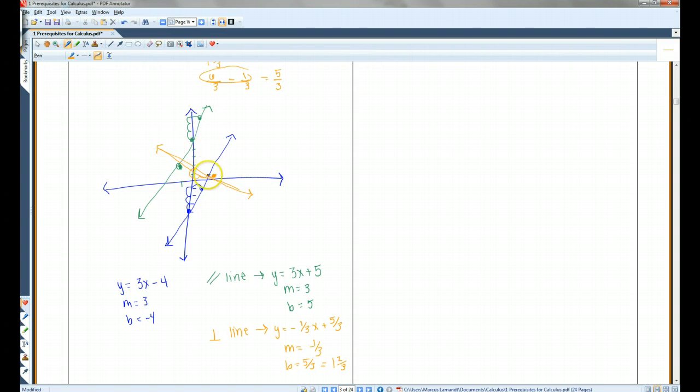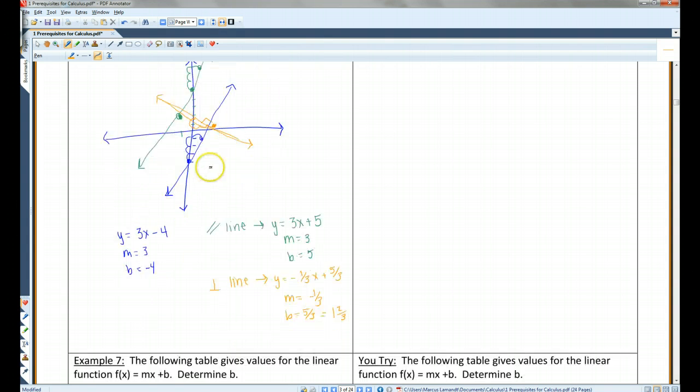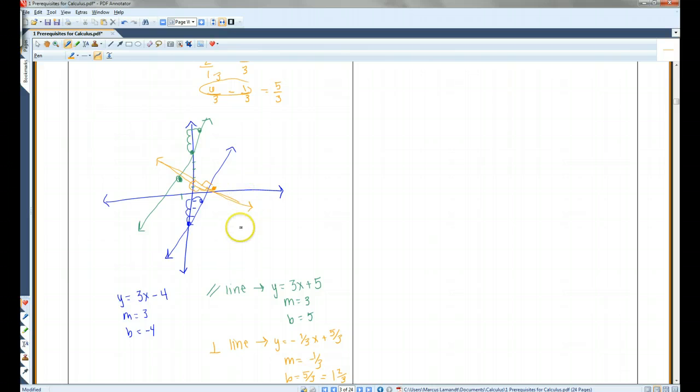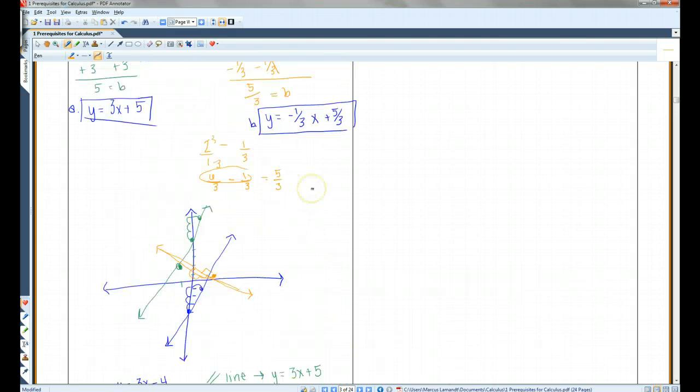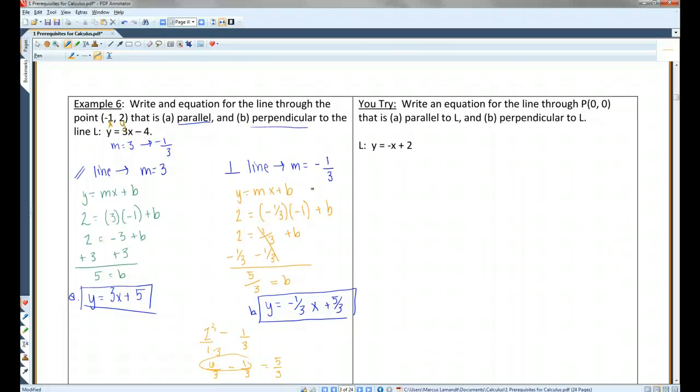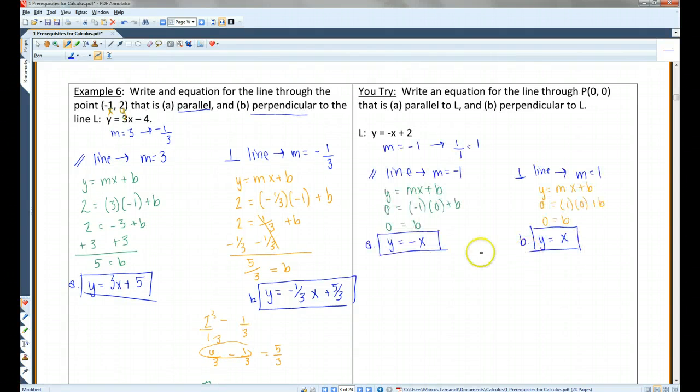If you do it right, you should get a perpendicular line. Now mine does not look exact because obviously I'm drawing it freehand, but if you were to do this on graph paper and use a ruler, it should be pretty exact. Alright, why don't you guys go ahead and try this one. Pause the video here. Alright, these are the 2 equations you guys should have gotten.